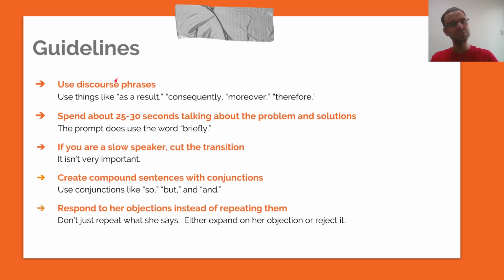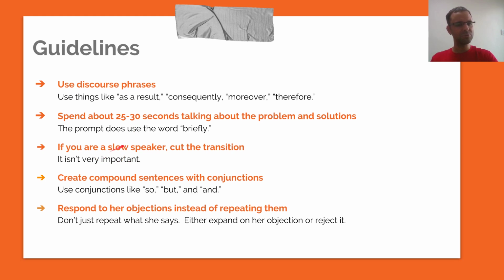So, a few general guidelines, and I know I'm repeating myself here, but this is important. Use these discourse phrases: as a result, consequently, moreover, therefore, on the other hand, stuff like that. Just spend about 25 to 30 seconds talking about the problem and solutions. The prompt does use the word briefly when it asks you to summarize this. So don't spend too much time. 30 seconds at the absolute most.